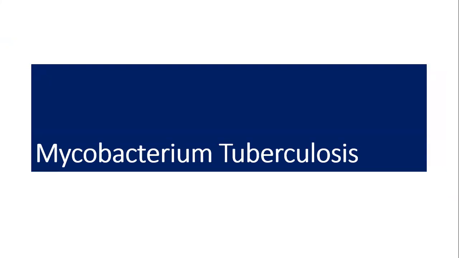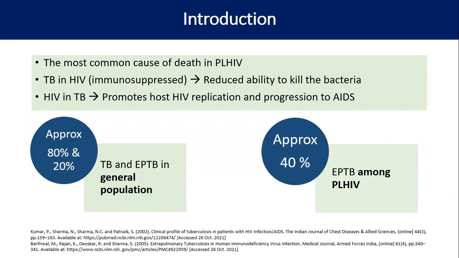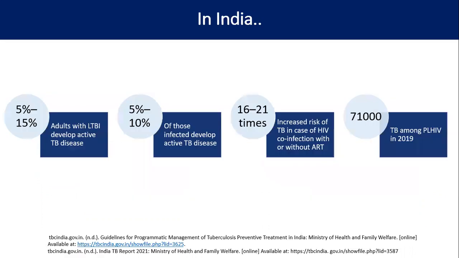Now, coming to Mycobacterium tuberculosis, we know it is the most common cause of death in PLHIV, and it is also the most common OI. TB in HIV leads to rapid progression of HIV to AIDS, while HIV also gives rise to a reduced ability of the immune system to kill the bacteria. And the rate of EPTB amongst PLHIV is almost double that of the general population. In the general population it is 20%, while in HIV, EPTB is 40%.